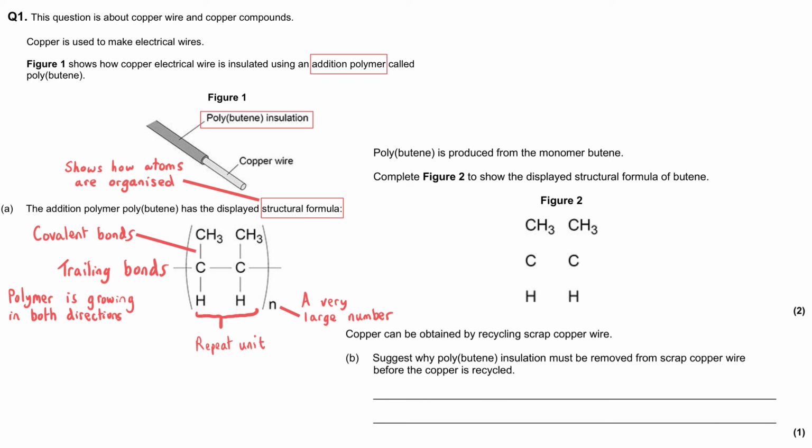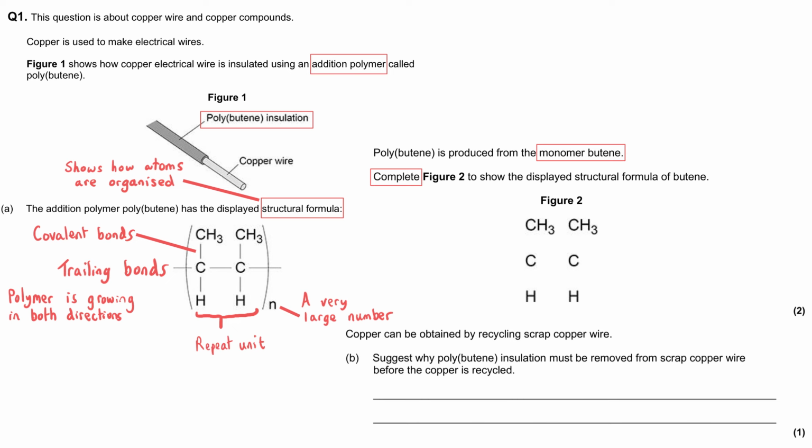And then we're told that the polybutene is produced from the monomer butene, and we're shown a partial diagram in the figure below, and we're asked to complete this diagram to show the displayed structural formula of butene. In other words, the monomer that this polymer is produced from.